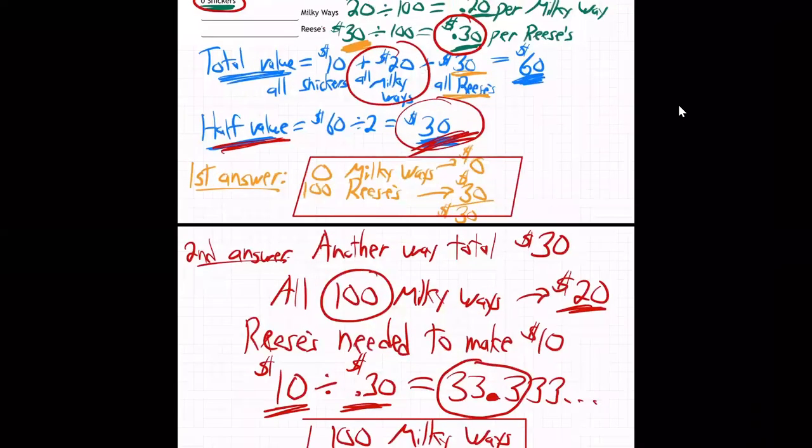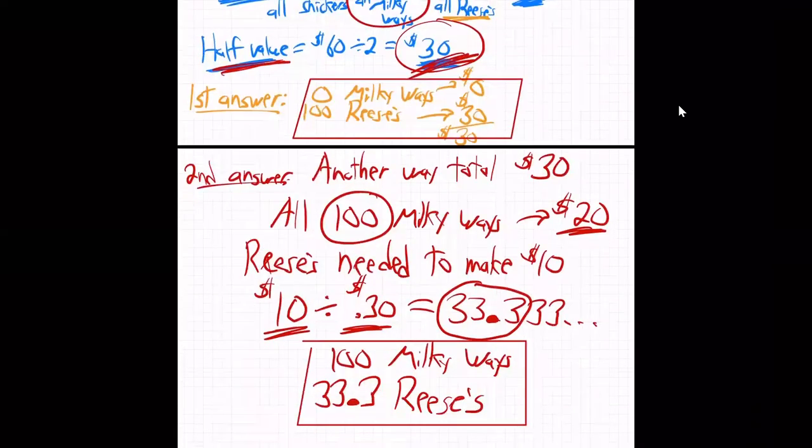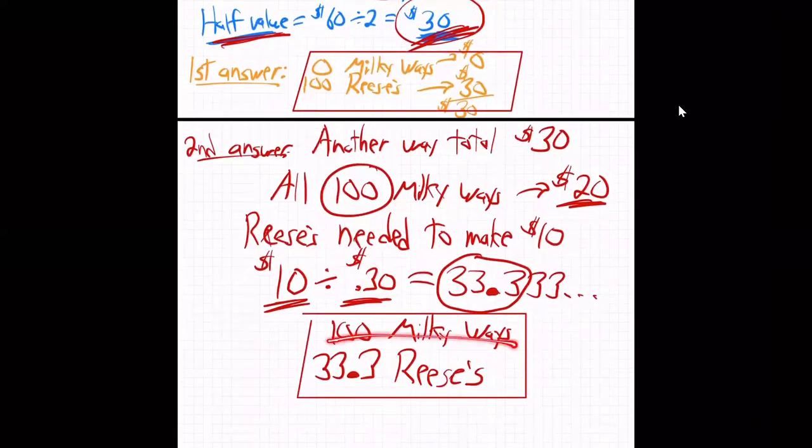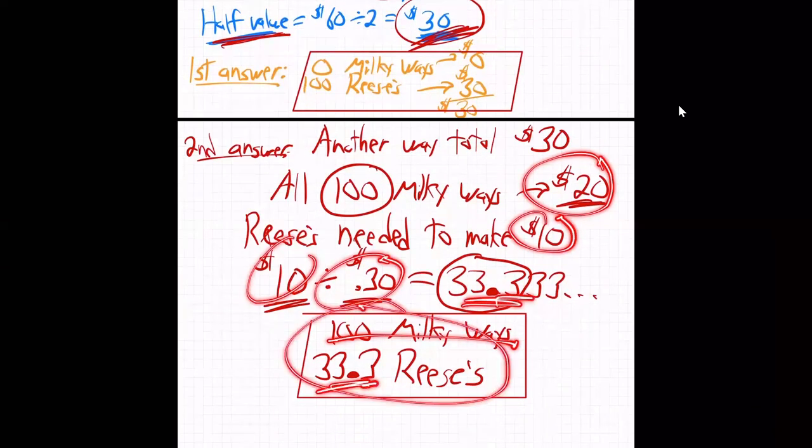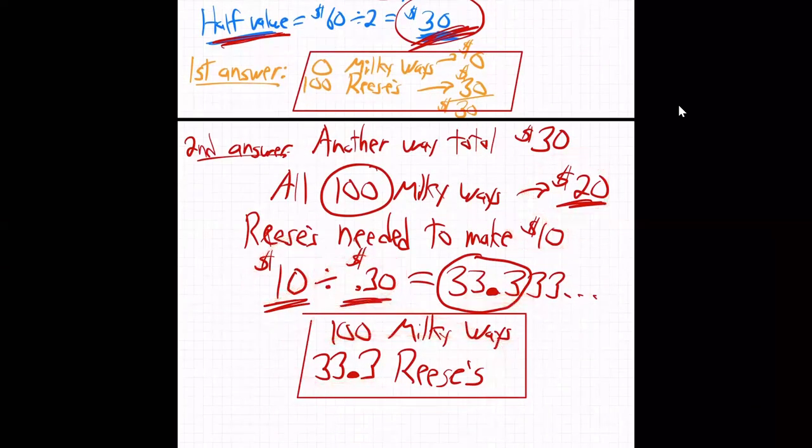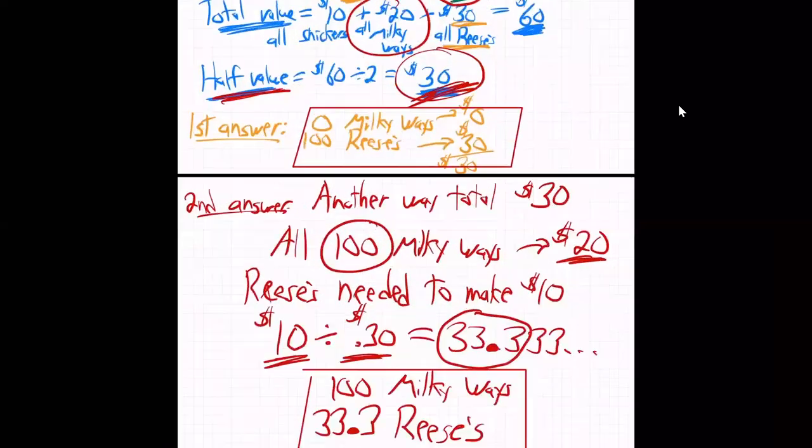You could just say, look, take all 100 Reese's, that's $30. No Milky Ways, there's $30. Or you could say, look, take all 100 Milky Ways, that's $20. Then you need $10 more divided by the Reese's, which are 30 cents each. That's 33.3 Reese's. That'll total $30 as well. So there's a couple options. Any way you can make $30 total will work. And so there we go.